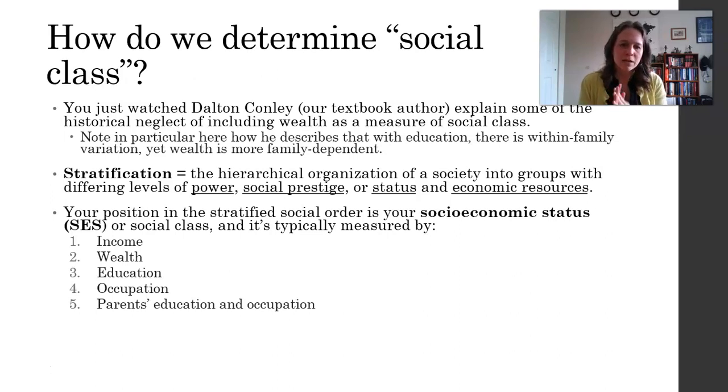And it's typically measured by these 5 things. Conley says there's 3 traditional things, and I've added wealth and then the parent stuff here too. So we consider one's income, their wealth, their education level, their occupation, especially in terms of occupational prestige, and then usually their parents' education and occupation as well, because we know that family is such a big determinant of social class.